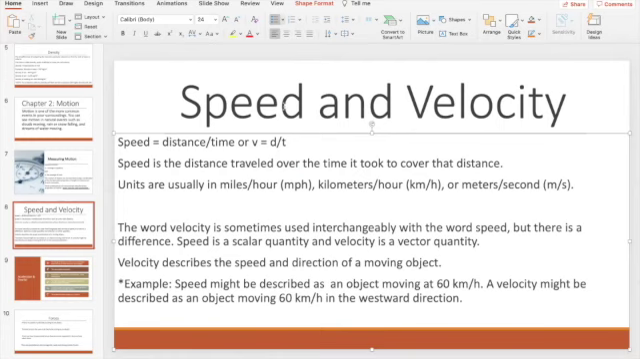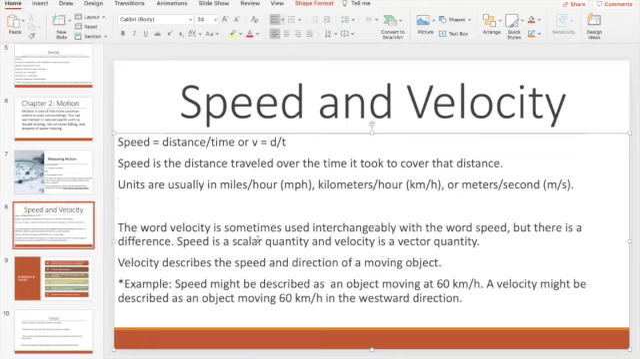The difference between speed and velocity: speed is a scalar quantity and velocity is a vector quantity. A scalar quantity is just a numerical value. Velocity, which is a vector quantity, has a numerical value as well as a direction. Let's say I'm on the highway traveling at 50 miles per hour. That would be my scalar quantity, or speed.